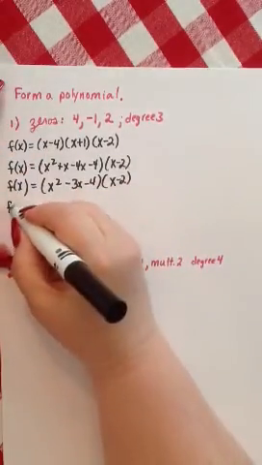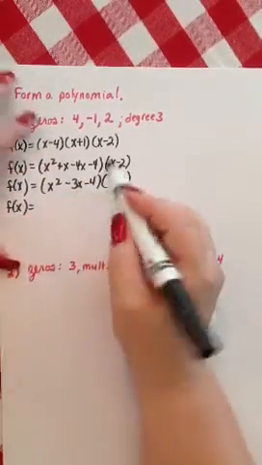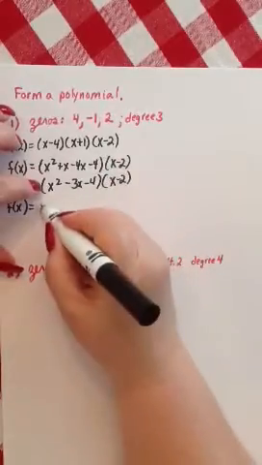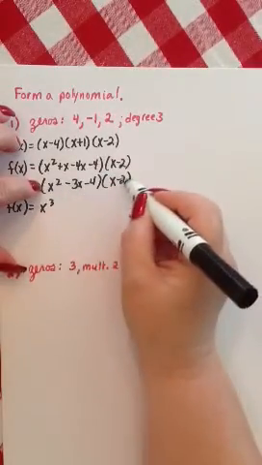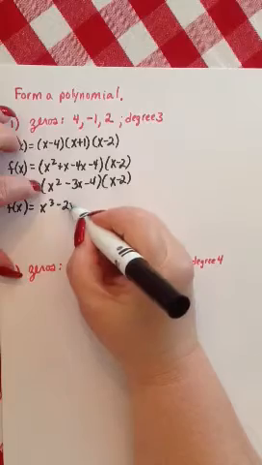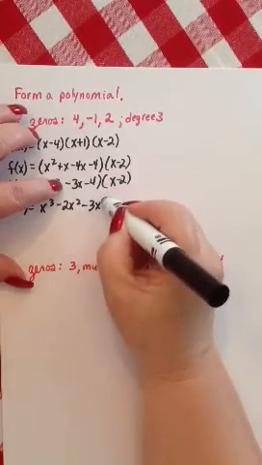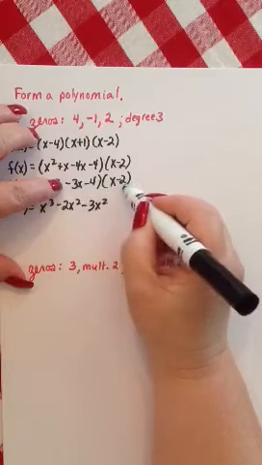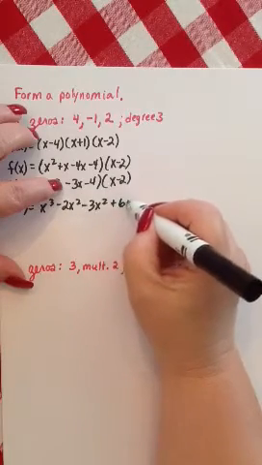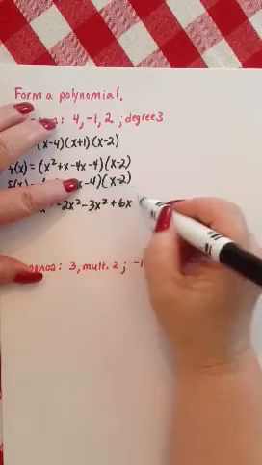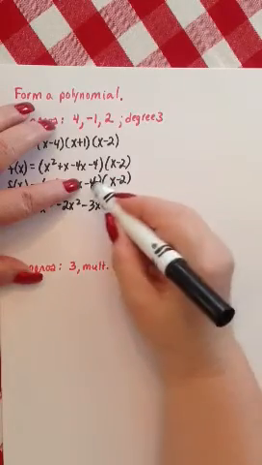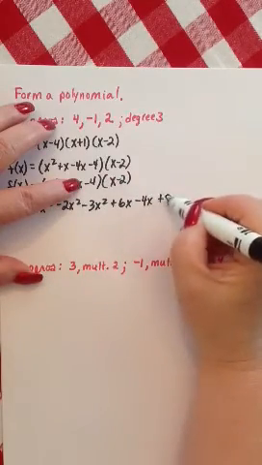Now I'm just going to distribute again. So x squared times x is x to the third. X squared times -2 is -2x squared. -3x times x is -3x squared. -3x times -2 is positive 6x. -4 times x is -4x. -4 times -2 is positive 8.